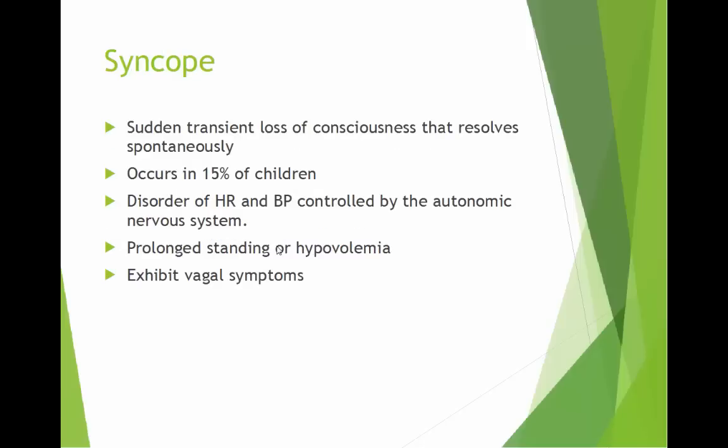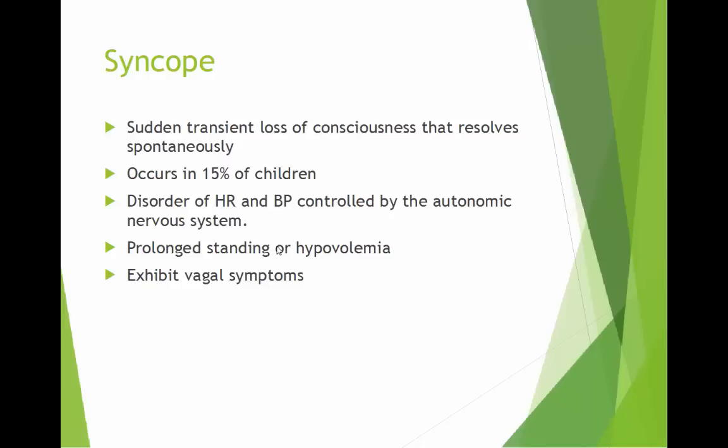Then let's talk about syncope. Syncope in the pediatric population, and in any other patient, is a sudden transient loss of consciousness that resolves spontaneously. The common form of syncope occurs in 15% of children and is a disorder of control of heart rate and blood pressure by the autonomic nervous system that causes hypotension and bradycardia. It is often associated with rapid rising, postural hypotension, prolonged standing, or hypovolemia. Patients exhibit vagal symptoms such as pallor, nausea, and diaphoresis. It's also called an autonomic dysfunction.